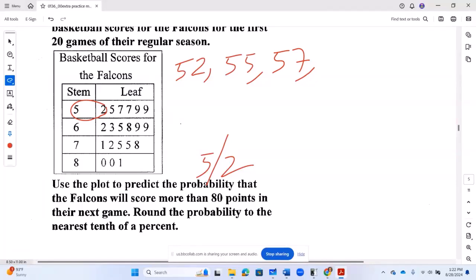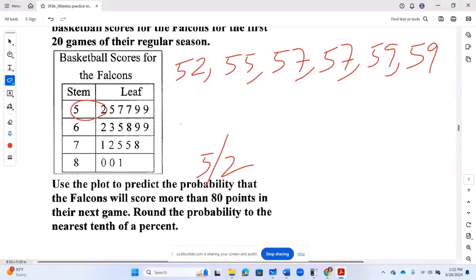Notice that in stem and leaf plots, the data is already organized in ascending order. So before you ever do a stem and leaf plot, you have to organize your data in ascending order. Can someone, you have to unmute yourself, help me write the numbers for the second stem? Anybody?